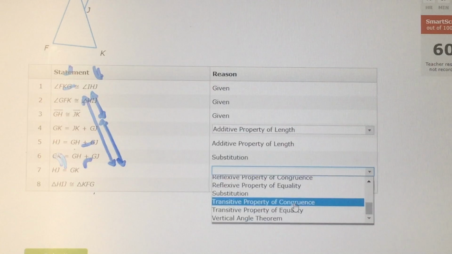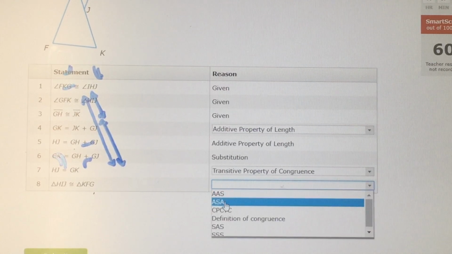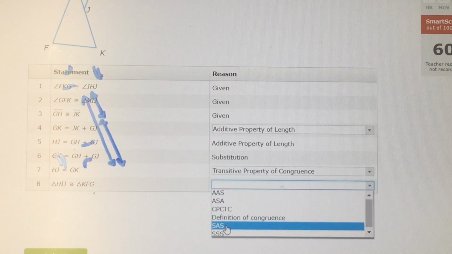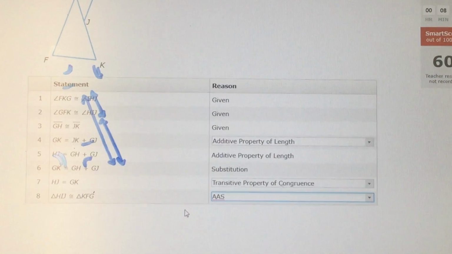Oh, transitive property of congruence. And then why are the two triangles congruent? So I've got two angles and a side. I've got two angles and a side. Two angles and a side is only going to be angle, angle, side, without even me marking it down.